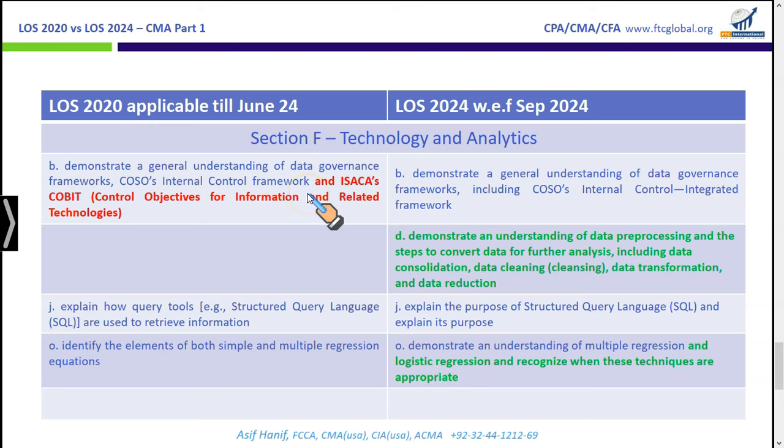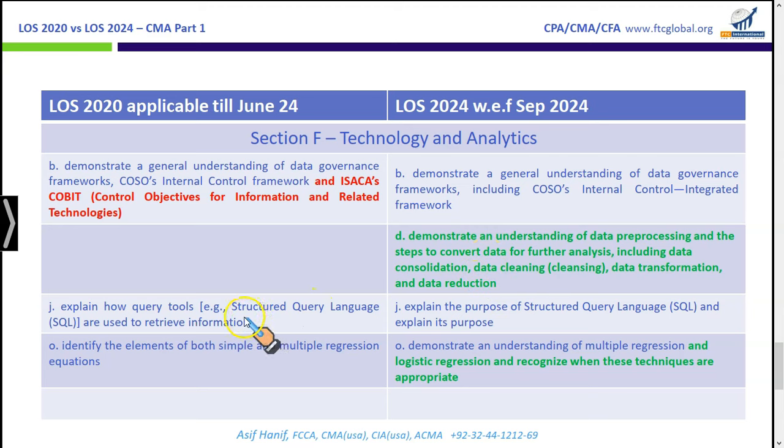Regarding section F, technology and analytics, one of the LOSs required a demonstration of a general understanding of data governance frameworks, the COSO internal control framework, and this has been removed. COBIT 5, COBIT 19 are no longer examinable. Good thing. So what you have is just the COSO internal control integrated framework. So that's great. The new addition that has been made: demonstrate an understanding of data processing and the steps to convert data for further analysis, including data consolidation, data cleansing, data transformation, and data reduction. So this is the new LOS added.